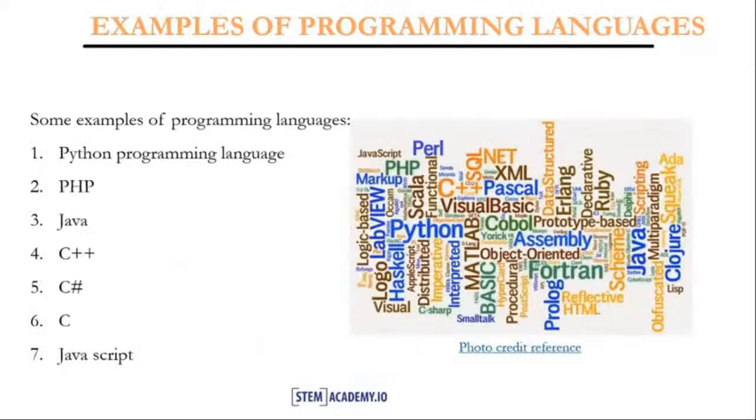Here are some examples of programming languages. 1. Python programming language. 2. PHP. 3. Java. 4. C++. 5. C#. 6. C. And 7. JavaScript. In our next slide, we will discuss some facts about Python programming language.